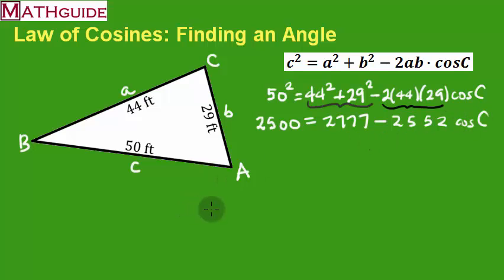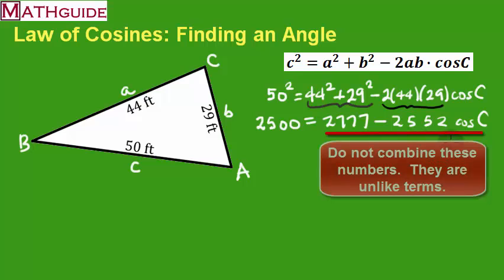cosine of C. Now I have to give a word of caution: there are some students who try to combine these, but you cannot, because this is an entire term. This negative 2552 is actually 2552 cosine C. This is all one term, and it's an unlike term. In other words, I cannot combine it with this. They're unlike terms, you can't combine them.